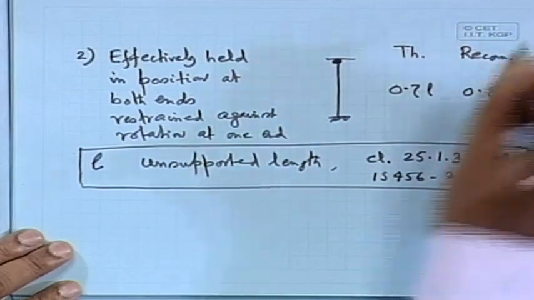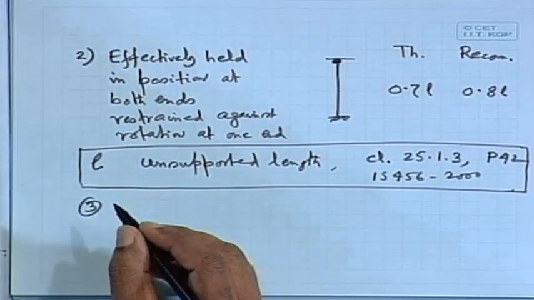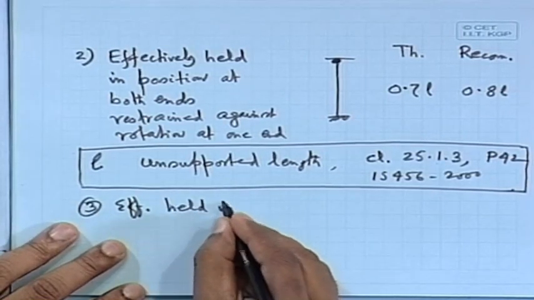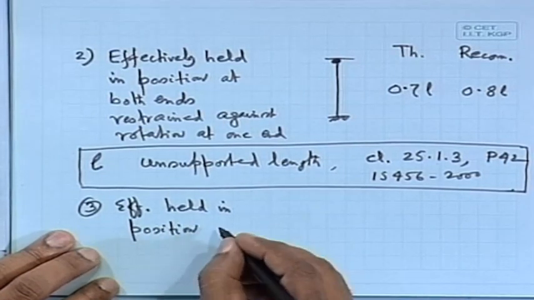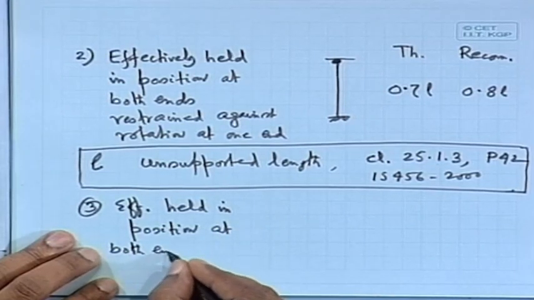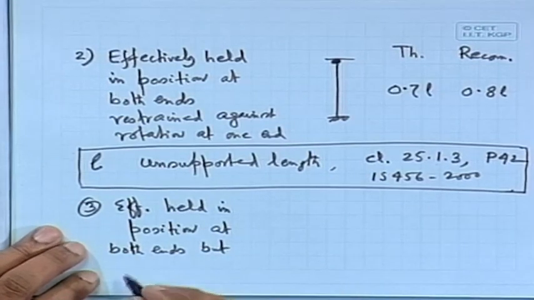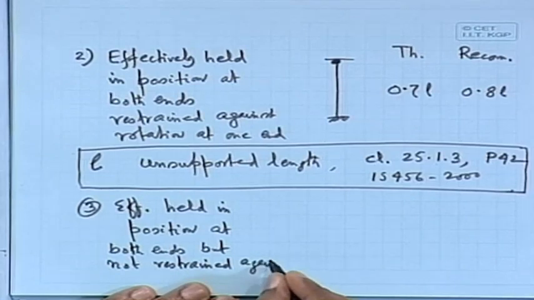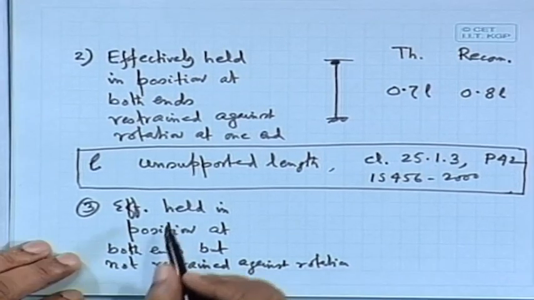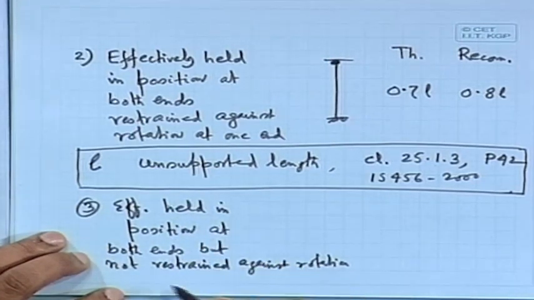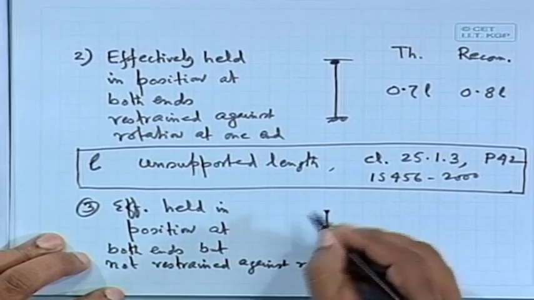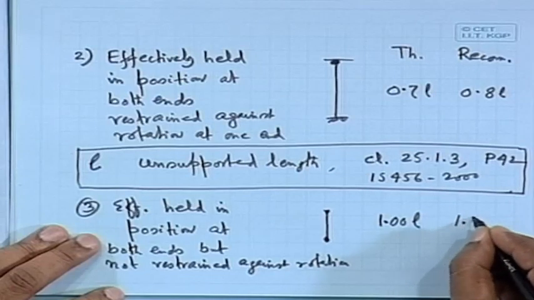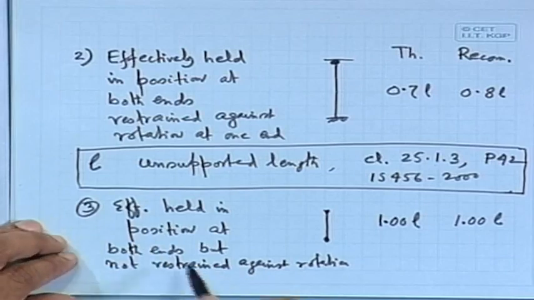Now if you come to the next one, number 3, it says: effectively held in position at both ends but not restrained against rotation. So, this is a case of effectively held in position at both ends, but not restrained against rotation. It is a case of both sides hinged. So, it says you take 1 L, that means simply you take the unsupported length. So, this is case 3.